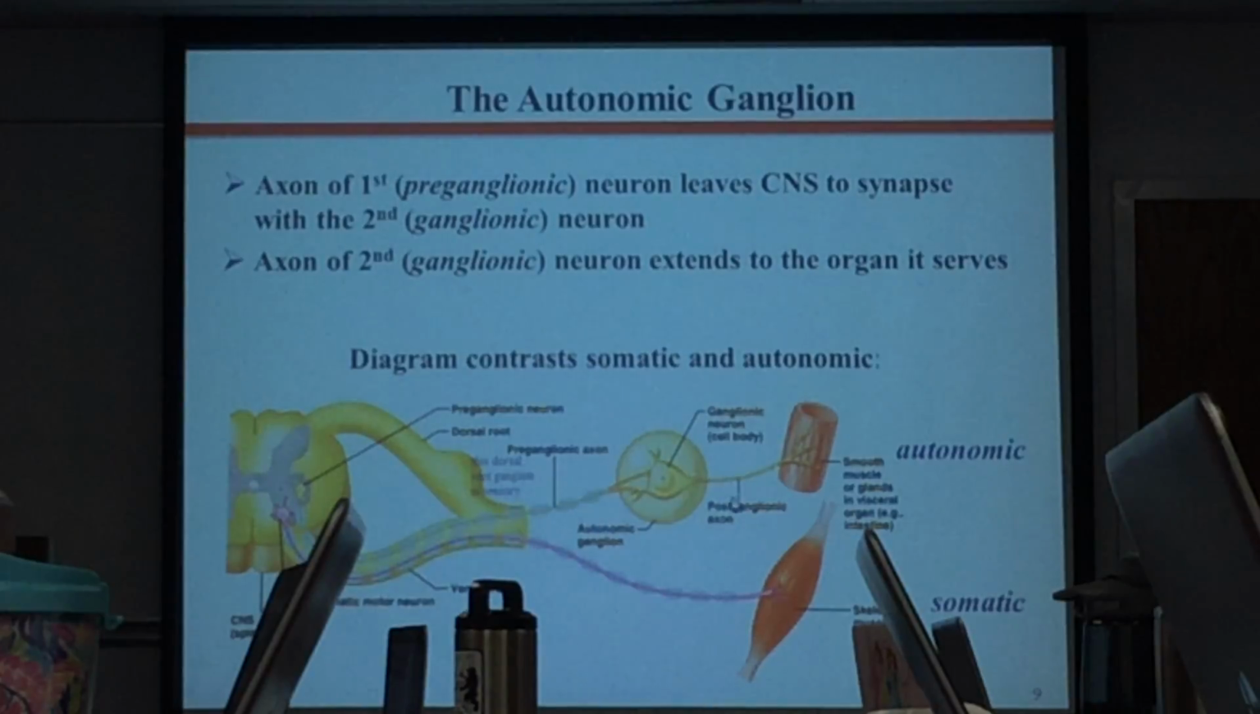So the autonomic system involves two cells for the movement to occur. The somatic nervous system is a one-cell system. The cell originates from the spinal cord here and projects directly to the effector. This is a motor neuron in the somatic nervous system, and this is also a motor neuron in the somatic nervous system. Okay, they are two individual systems.